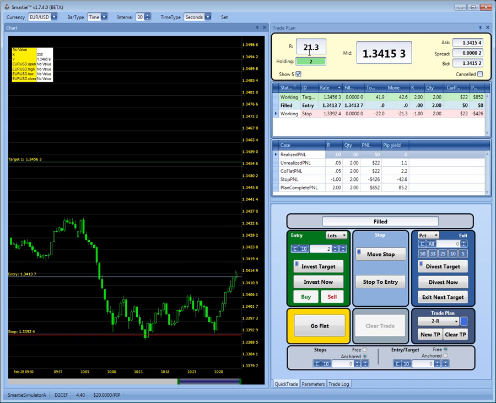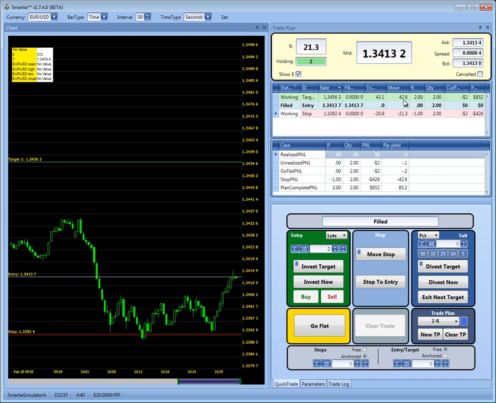Our R is 21.3 pips. 2 times 21.3 pips is 42.6 pips. Smarty automatically placed the exit target at 2 times the risk of the trade. If you hit your target, you will capture profit equal to twice the trade's risk. Smarty understands the risk of this trade and adjusted the target properly.